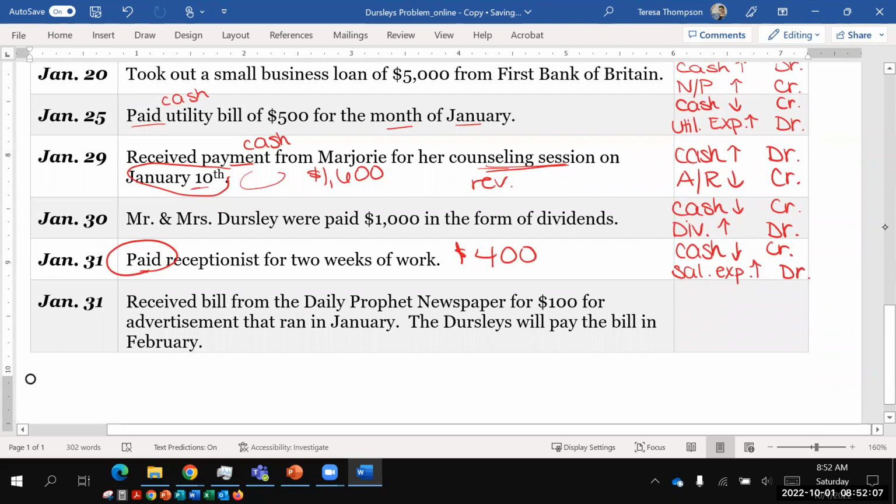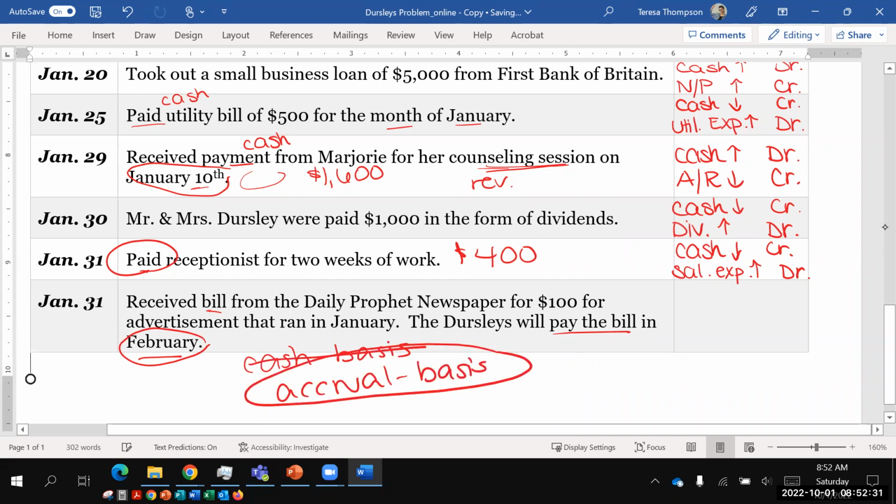And then our last one, we received a bill. We have not paid the bill. We're going to pay it next month, okay, for $100. So this is a tricky one because students are like, well, the cash isn't going out until February, so I'll record it in February. That's only true if you're cash basis. In this class, always assume accrual basis because that's what the SEC requires. Okay, so we're using accrual basis, not cash basis.